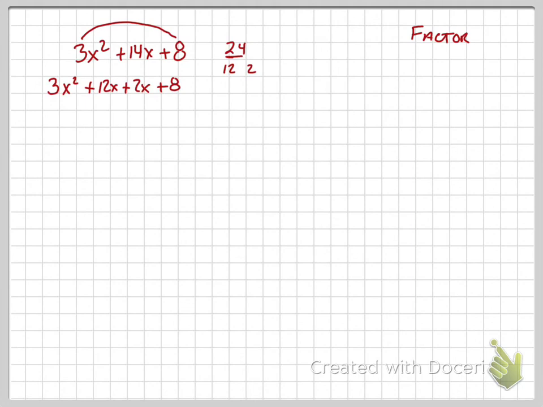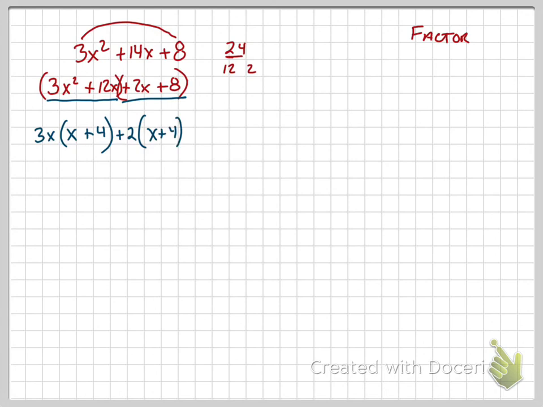Does it matter in which order you put them in? No, you're going to get the same answer no matter what. Okay, next step, group. Look here. Let's do a different color. What do these two have in common? They have a 3, but they also have an x. So 3x times x is 3x squared, 3x times 4. Then I look here, and they have a positive 2. That's important to put a positive 2, as it gives me x plus 4. I'm not done yet.